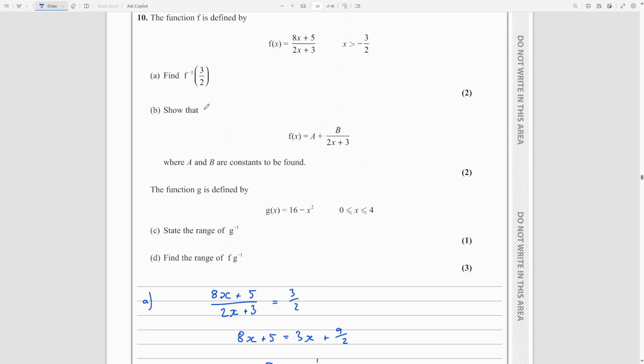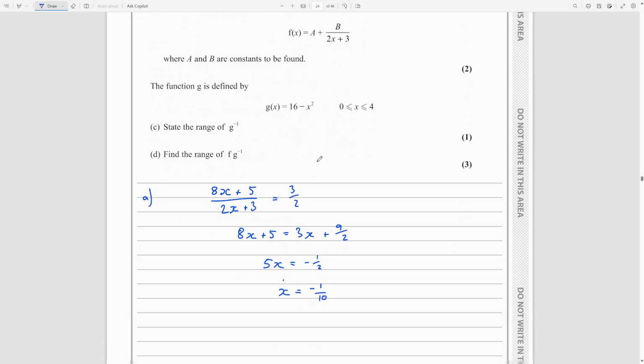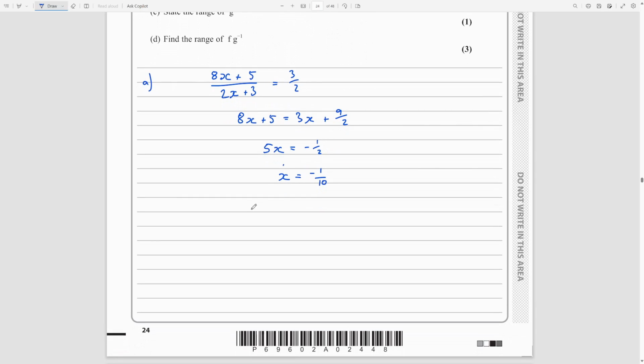Okay, show that f of x is equal to a plus b over 2x plus 3, where a and b are constants. So I think quite a nice way of doing this, I find, is to try to make the top a multiple of the bottom. So the bottom is 2x plus 3. The 8x here, well, that's 4 times the 2x. If only it were 8x plus 12, then the top would be an exact multiple of the bottom.